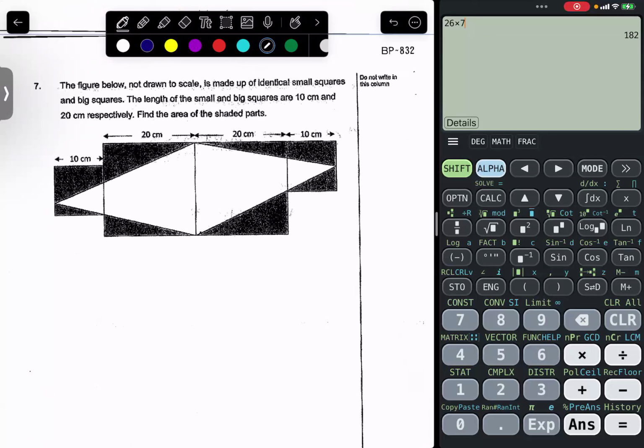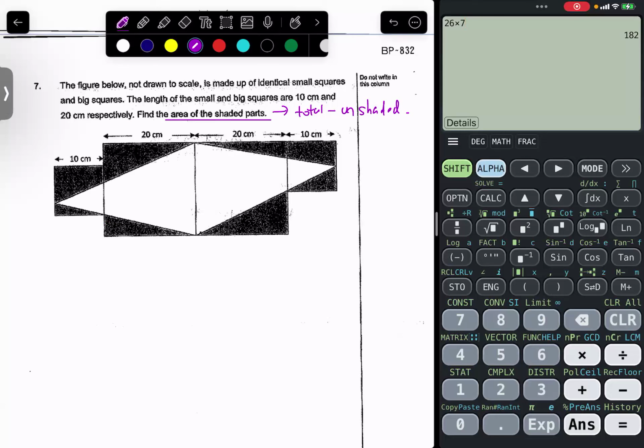The figure below, not drawn to scale, is made up of identical small squares and big squares. Okay, the lengths of the small square and big square are 10 cm and 20 cm respectively. Find the area of the shaded part. Okay, now a logic that you all have to understand: to find the area of the shaded part, we can take total minus unshaded. Now, whether it is used in this question, I don't know yet. But this is a logic that you all must always know.